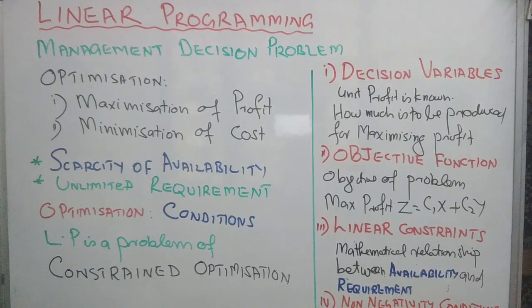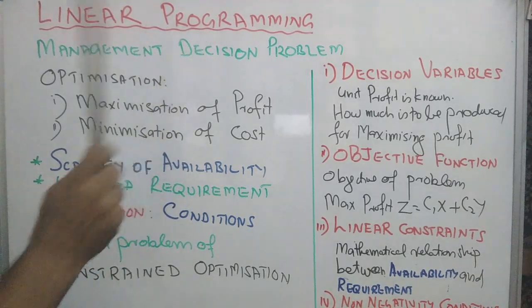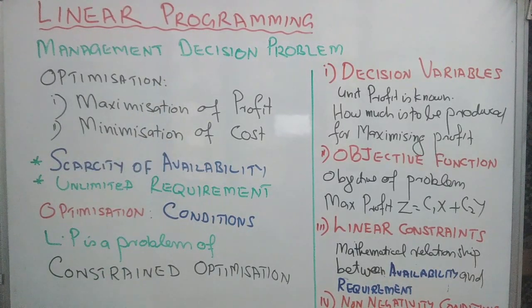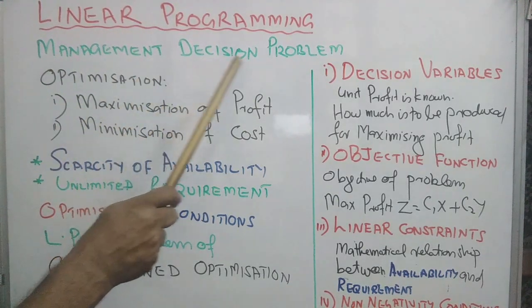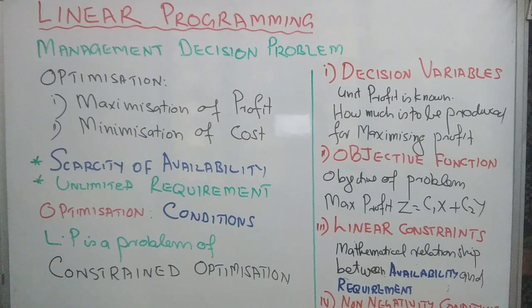Introducing the concepts of linear programming. Programming is planning and linear is a mathematical term. It is defined as a straight line relationship, moving in the same direction or moving in the opposite direction in a straight line. So that is linear programming. It is a part of management decision problems and it is a branch of operations research.